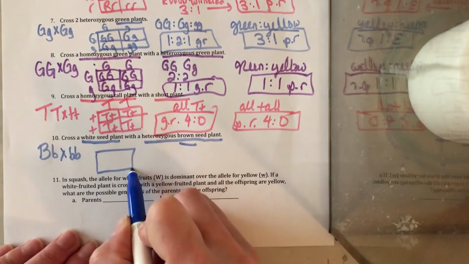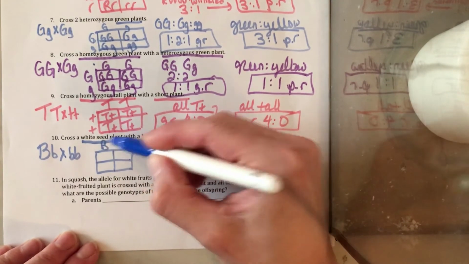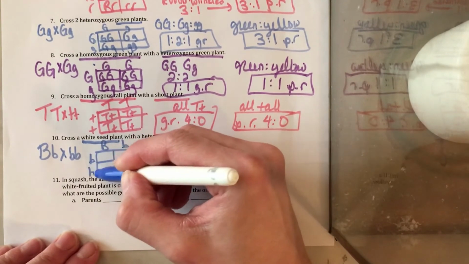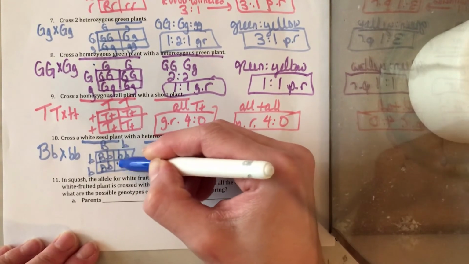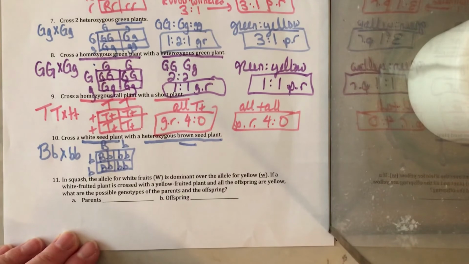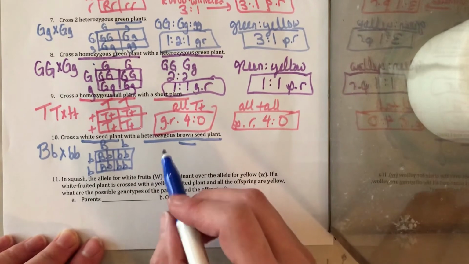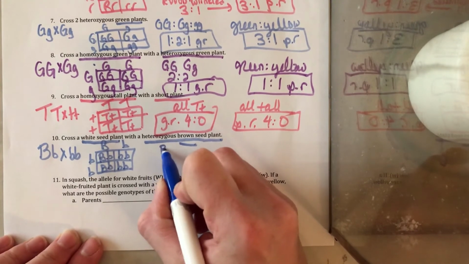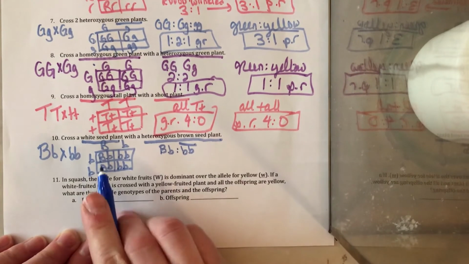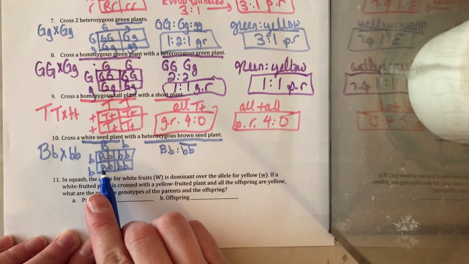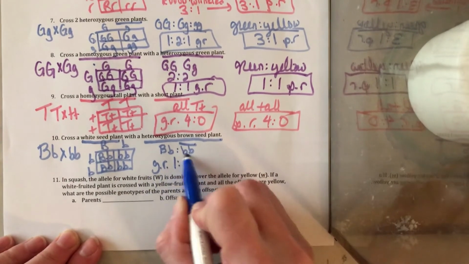So now we can set up the Punnett square for that. And we have capital B lowercase b, and 2 lowercase b's. So here's our heterozygote, and 2 of the homozygous recessives. So for the genotypic ratio, here are our 2 possibilities. And we have 2 to 2, which really is just 1 to 1.